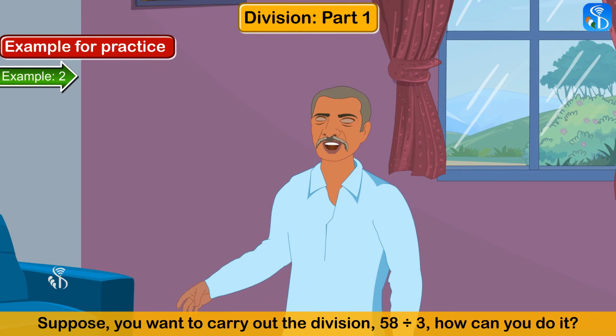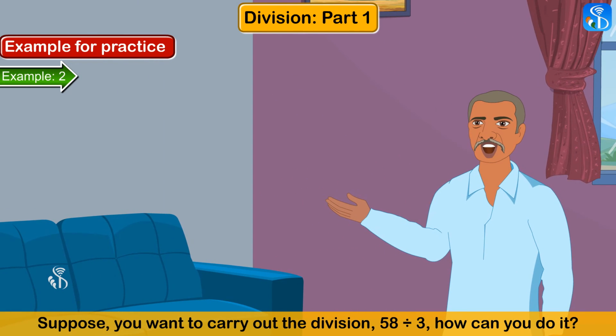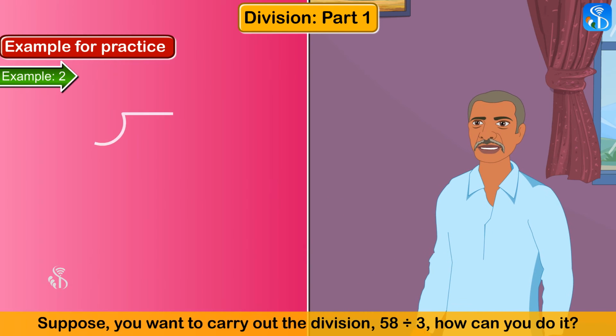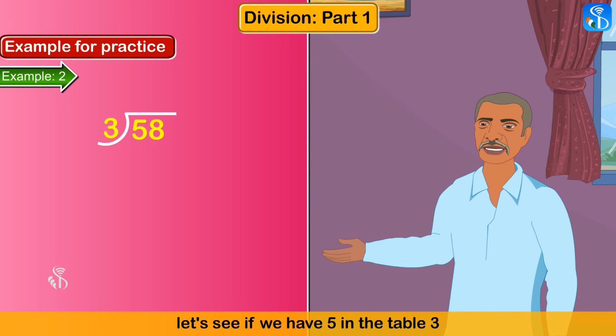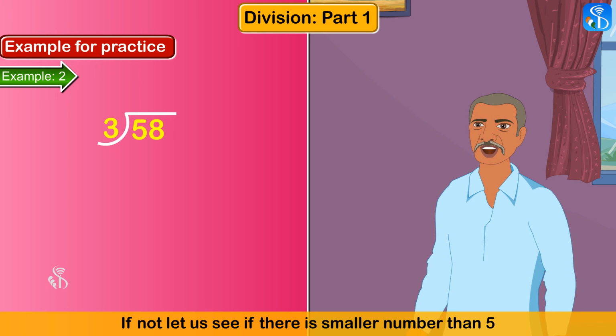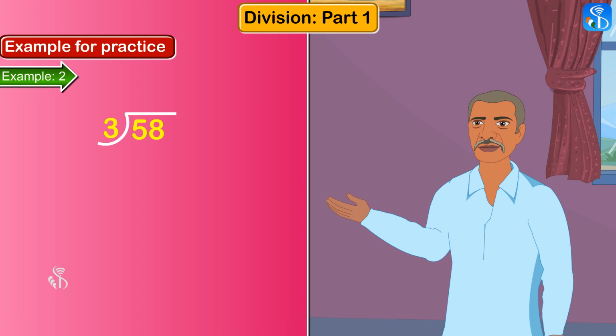Suppose you want to carry out the division 58 divided by 3. How can you do it? Here, in this division, 58 is the dividend and 3 is the divisor. First of all, we will divide the 5 tens. Let us see if we have 5 in the table of 3. If not, let us see if there is a smaller number than 5.